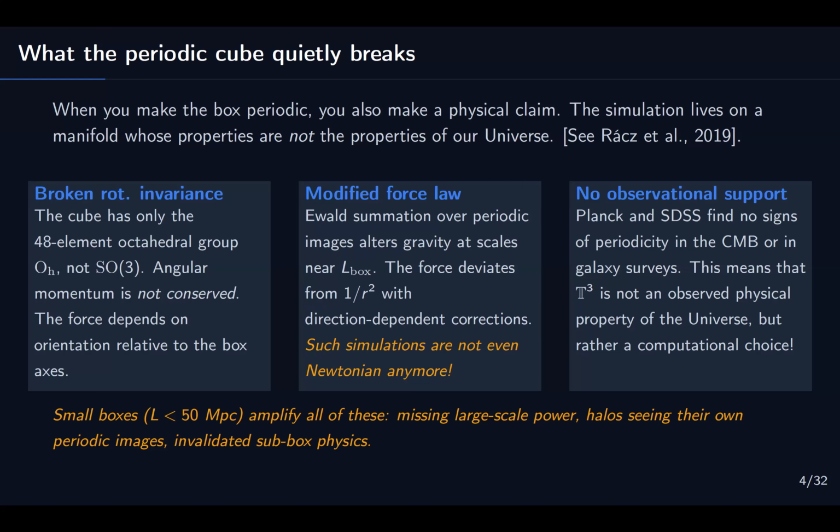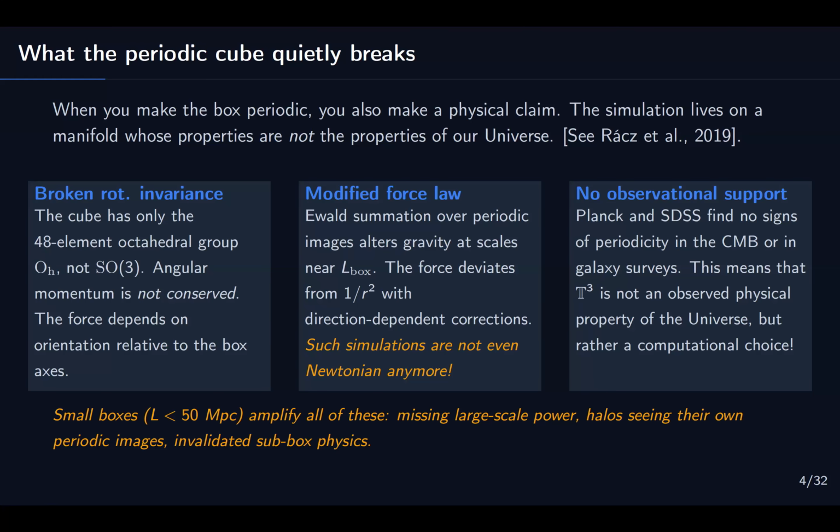Your simulation now lives in a manifold with very specific mathematical properties. And those properties, unfortunately, we know are not the same as the properties of the universe. I just listed maybe the three most important things about this. Take rotational symmetry. A cube has 48 rotational symmetries. So it is the octahedral group in group theory.